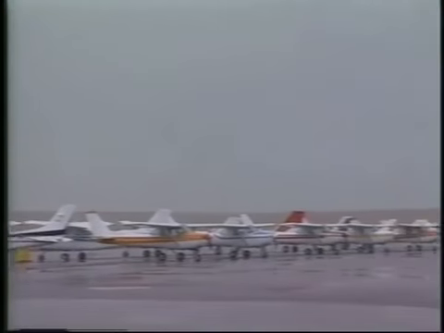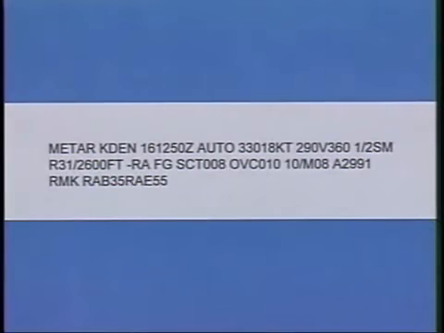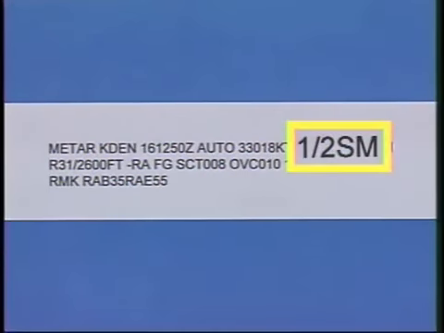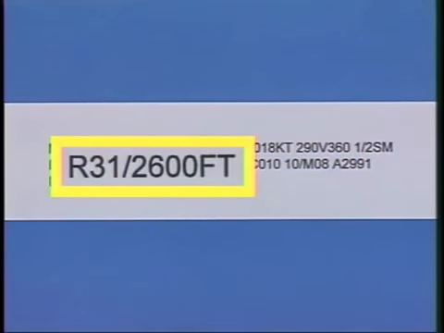The next element of the METAR report gives the visibility in statute miles. At Denver, the visibility is 1/2 statute mile. When runway visual range is reported, it is preceded by an R. The next 2 digits are the runway number, followed by the visual range measured in feet. Here, the RVR for runway 31 is 2,600 feet.